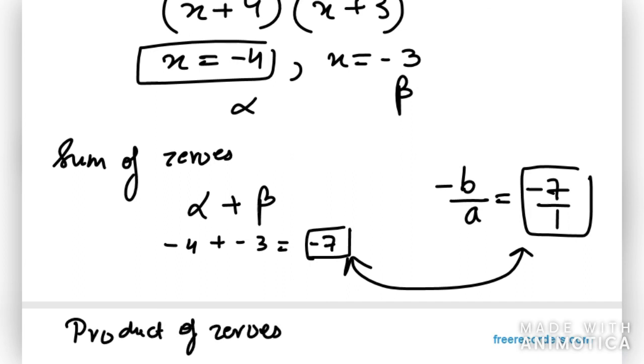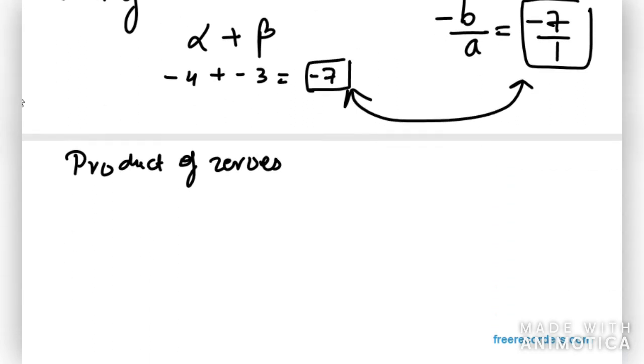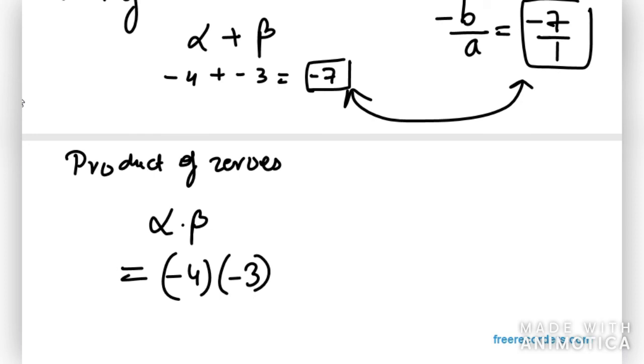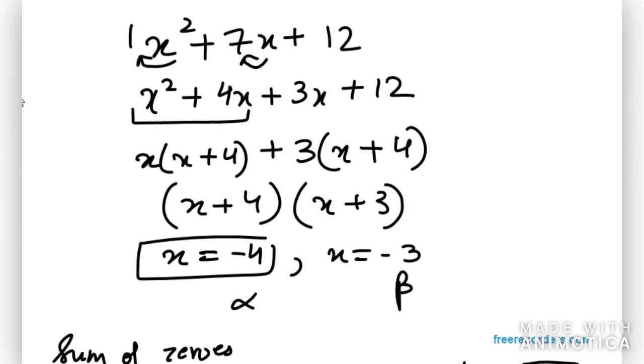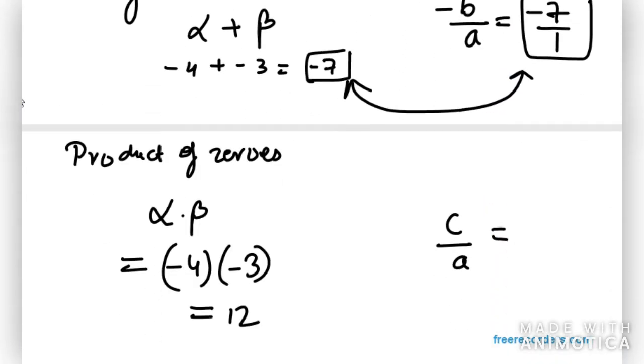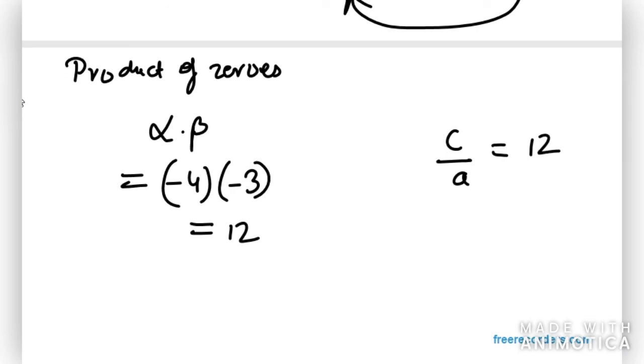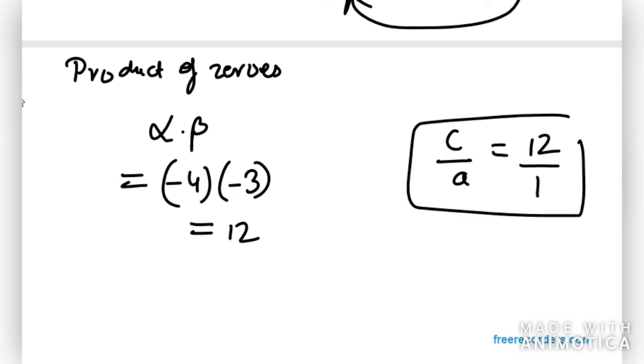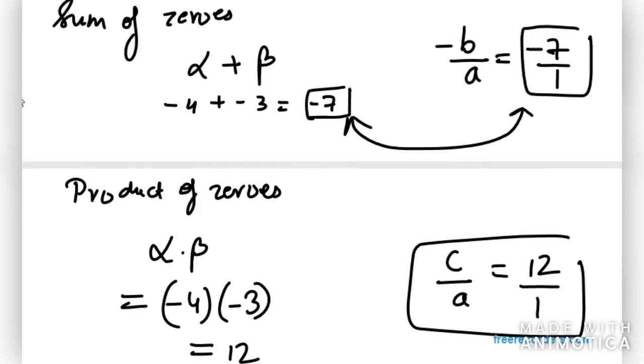Product of zeros is alpha dot beta and c over a. Alpha dot beta, that is minus 4 times minus 3 equals 12. Now we need to make sure that my c over a is similar as well. So my c in this case, that is constant term here is 12. So 12 over 1. So hence it is verified that product of zeros equals alpha dot beta and my sum of zeros, that is minus 7. So hence verified for this question.